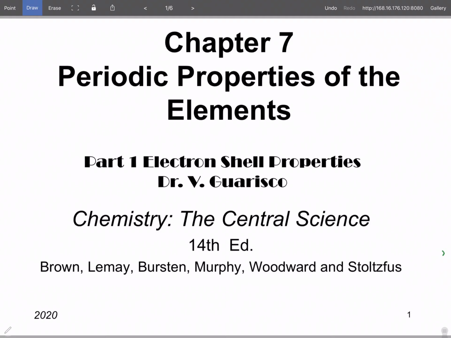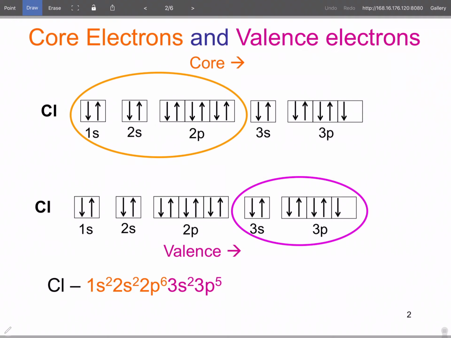Properties of the elements, and chapter 7 is mostly just definitional. There's one math problem. We'll do it in this first section. Other than that, you're good. And it's just addition and subtraction.